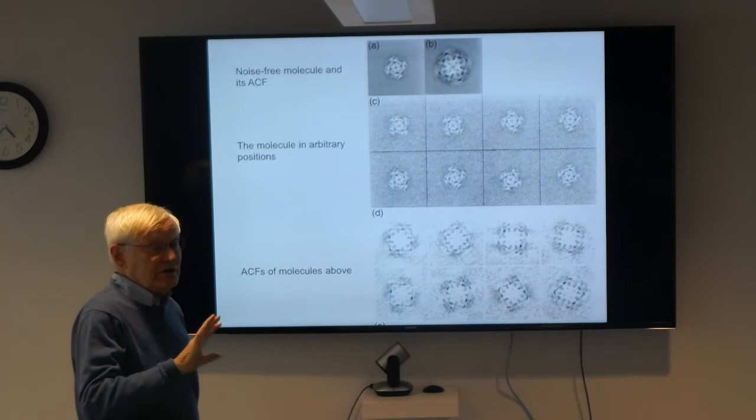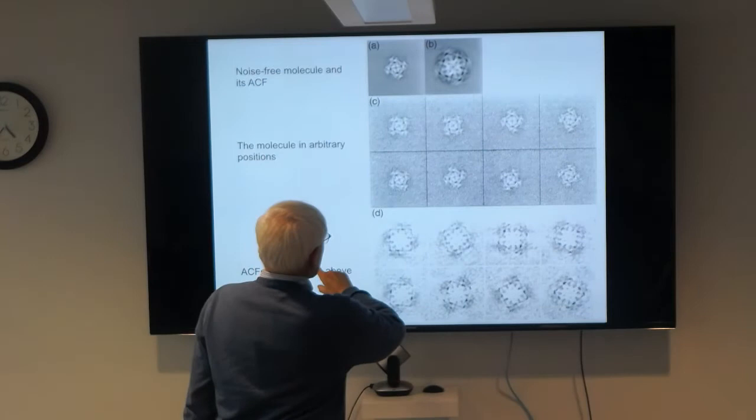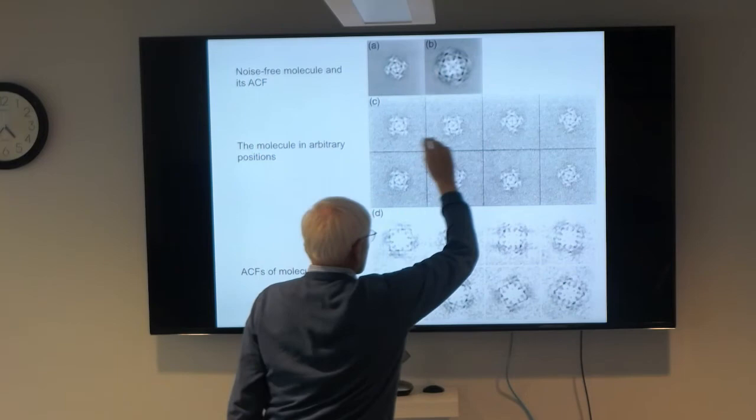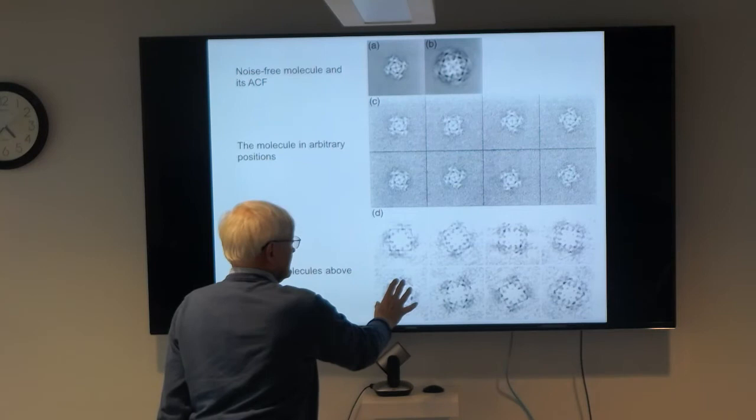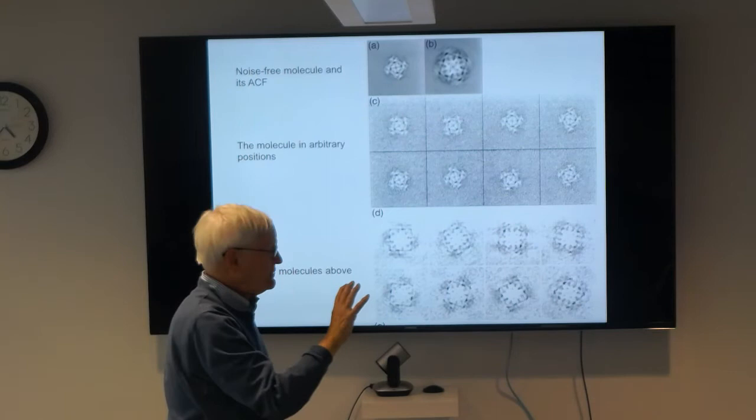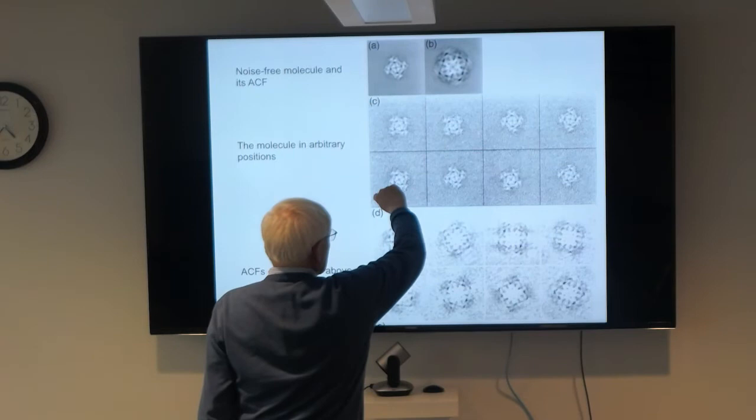Okay, so here are examples of particles. They are in arbitrary positions, in arbitrary rotations. This is the gallery of autocorrelation functions. It always is right in the center. Okay, the autocorrelation function is always around the origin. It's never shifted. And it preserves these kinds of internal distance features.